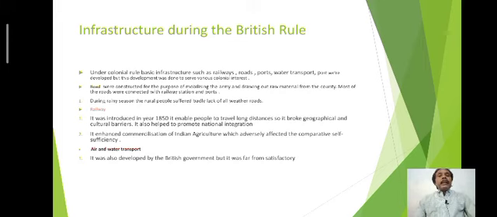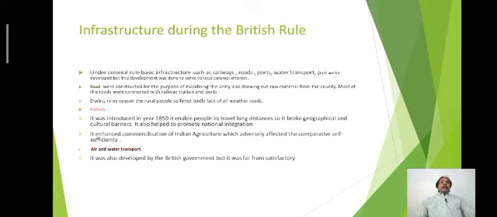It was introduced in the year 1850. It enabled people to travel long distances. It broke geographical and cultural barriers. That was the most important, and it is my personal view that it helped to integrate our nation, because as we know, India is divided into so many parts. Sometimes we say that is the eastern part, that is the western part, that is the northern part, that is the southern part, northeast part, northwest part. In this situation, when the railway was introduced, it helped to create national integration among the Indian people.